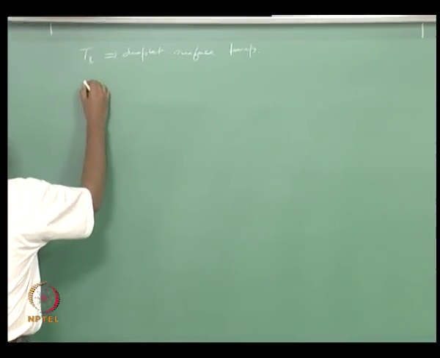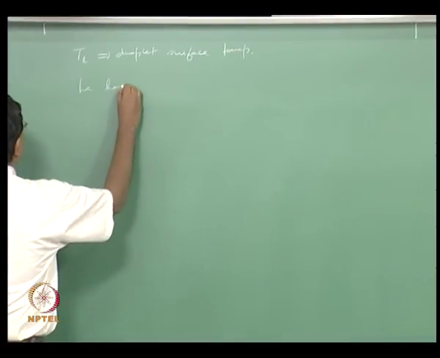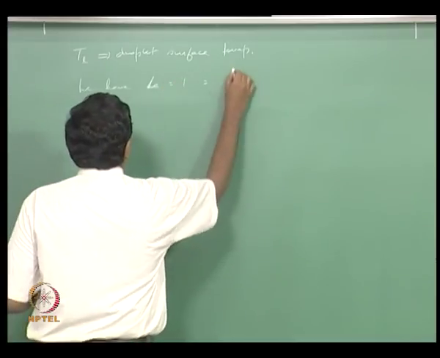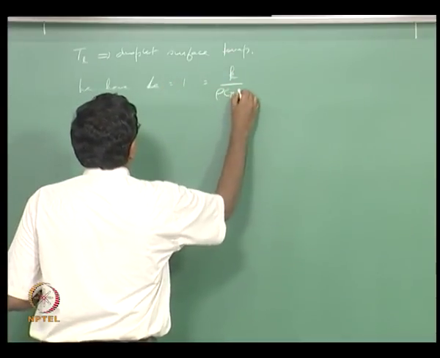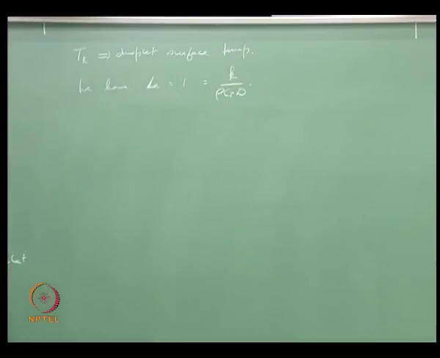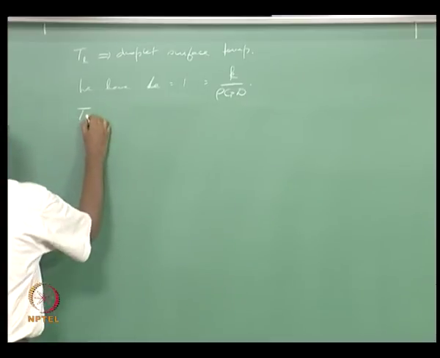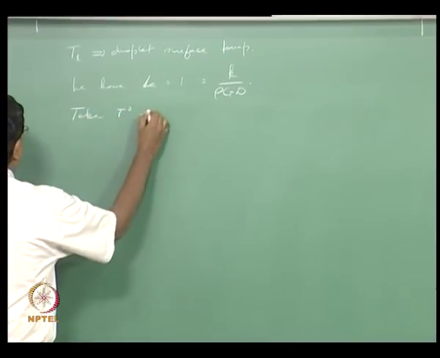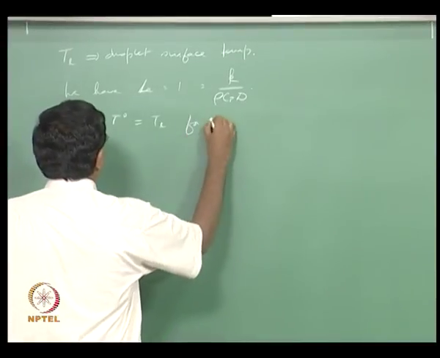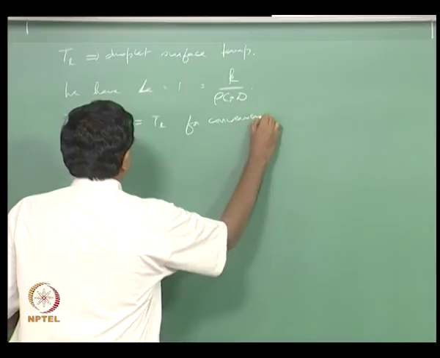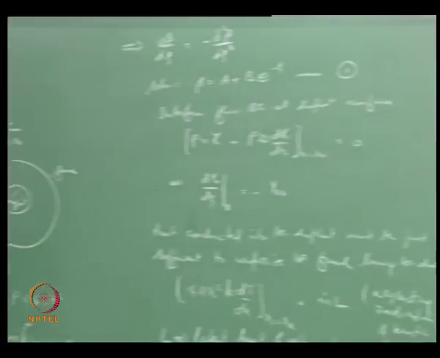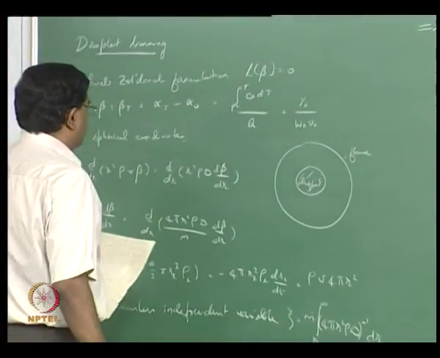Now of course we have Lewis number equal to 1, which is K over rho Cp d, and of course the other thing that we also do is take T naught equal to TL for convenience, and this is not very difficult to swallow because we have seen this before.